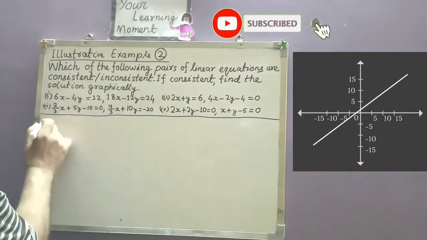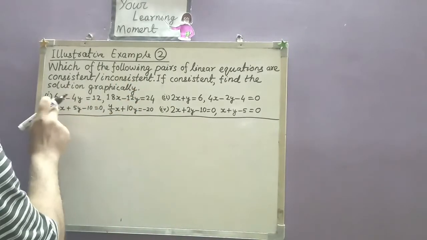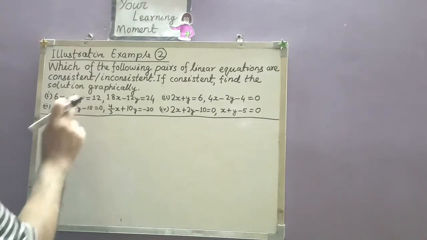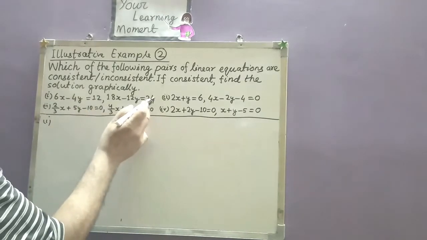So first comes the solution of the first equation. 6x minus 4y equal to 12, 18x minus 12y equal to 24.